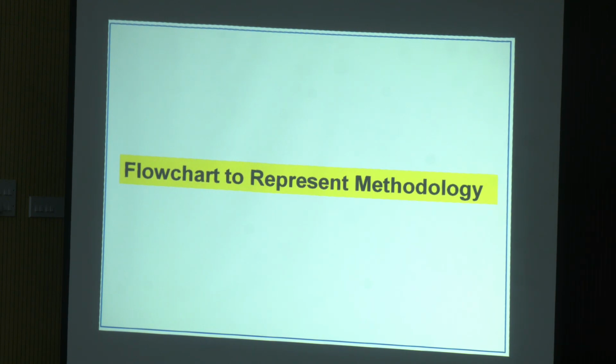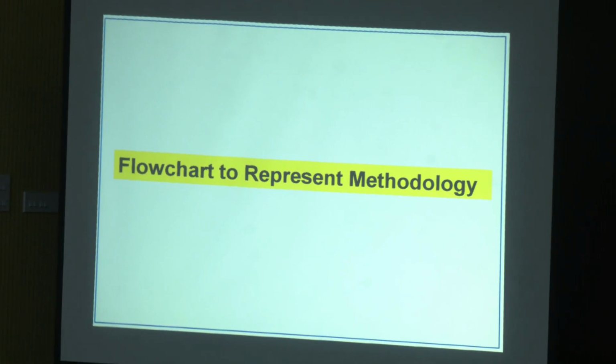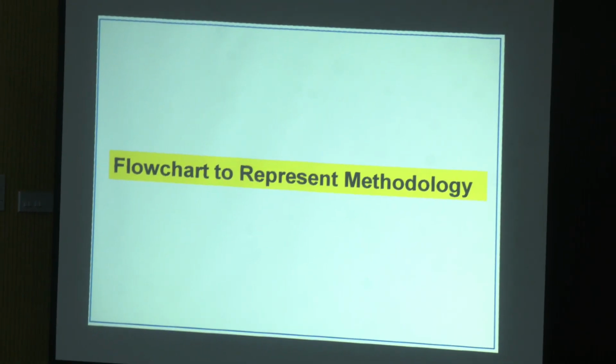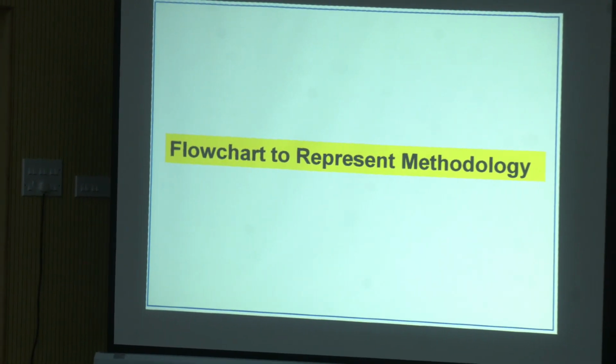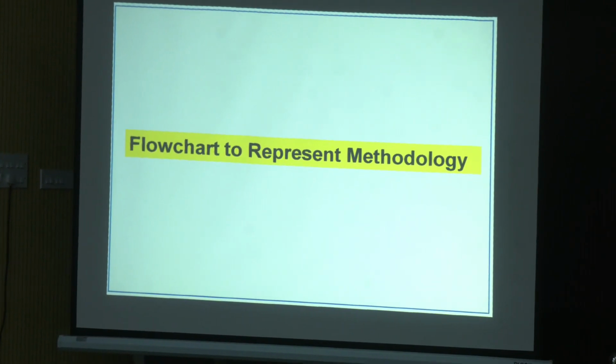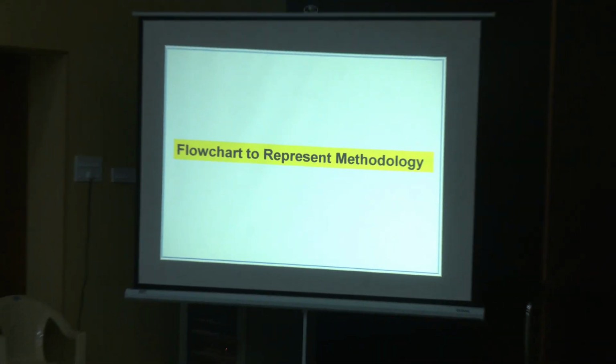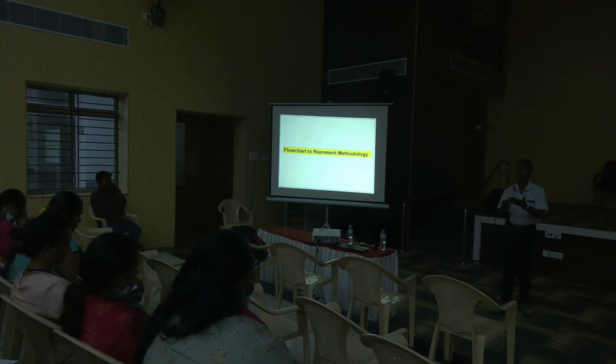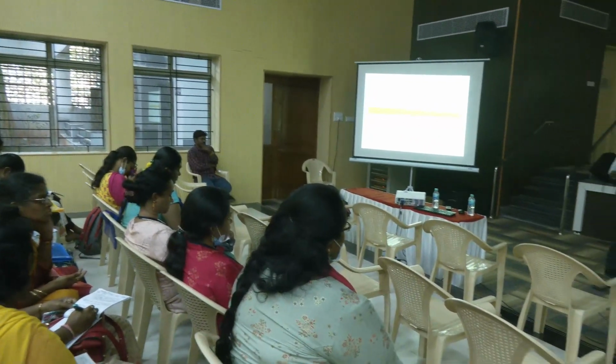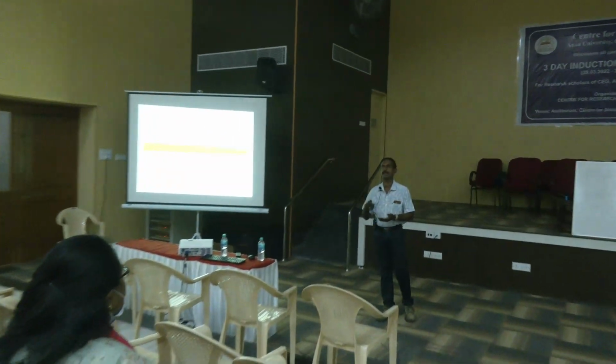Then another important thing is the methodology flow chart. Methodology can be expressed in the form of a flow chart. So by seeing the paper, someone can immediately understand what kind of work is in that particular paper. If a paper has come for review, I will check the figures, I will see the methodology, then I will immediately come to a conclusion whether this paper is worth publishing in that particular journal or not. Immediately.